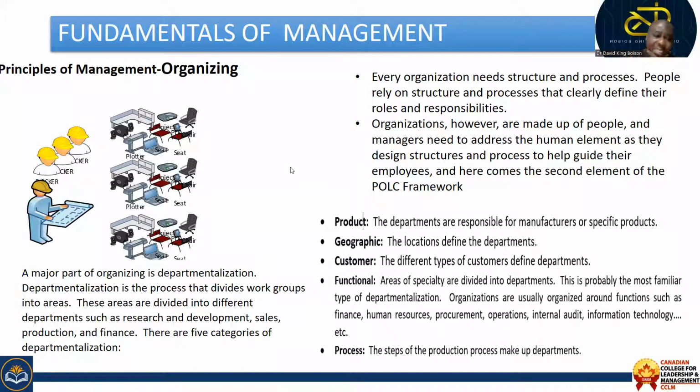And there's something here I need to read. It said a major part of organizing is departmentalization, which I talked about. And departmentalization is a process that divides work groups into areas. And these areas are divided into different departments, such as research and development, sales, production, and finance. And there are 5 categories of departmentalization, which we just talked about. Okay, the product, geographic, customer, functional, and process.